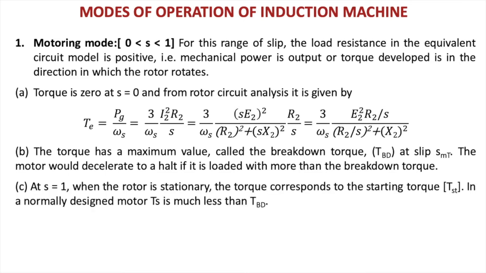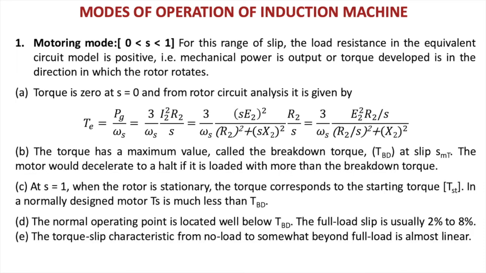At slip equal to 1, that is when the rotor is stationary, the torque corresponds to the starting torque, and it is normally designed so that, for a motor, the starting torque is much less than the breakdown torque. The normal operating point is located well below the breakdown torque. The full load slip is usually 2 to 8%. The torque slip characteristic from no load to somewhat beyond full load is almost linear. That is, in the stable region when the motor operates, it is almost linear operation.